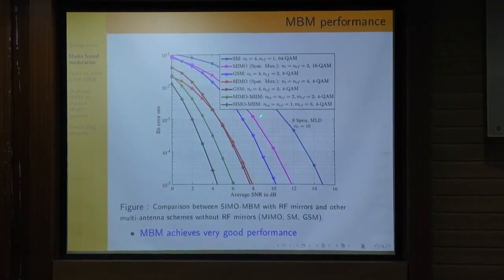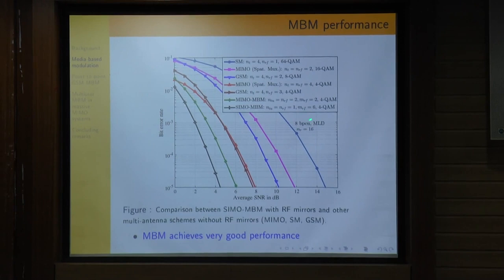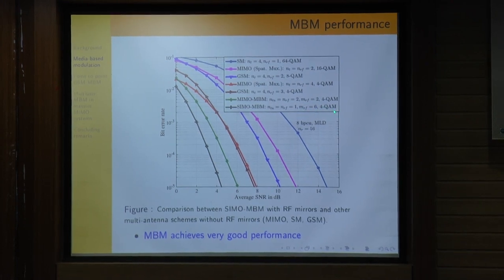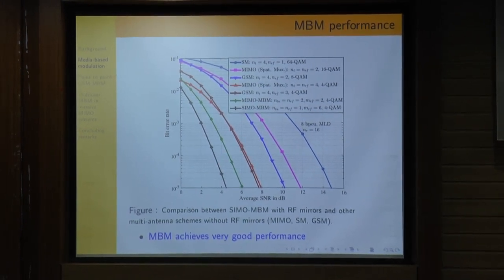1 transmit antenna, 6 mirrors, 1 RF chain, right? And 4 quant. 6 bits because of mirrors, 2 bits because of 4 quant, and the performance is this.